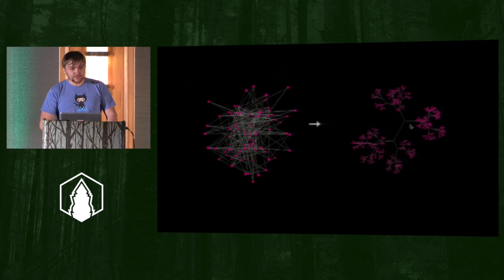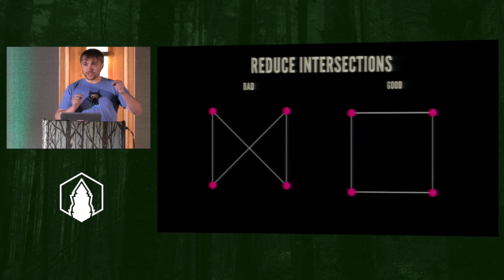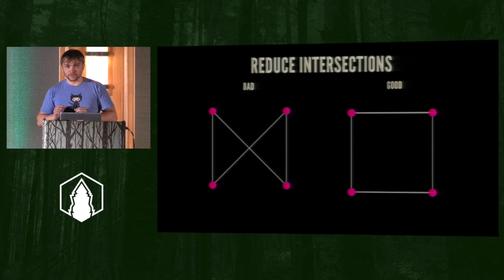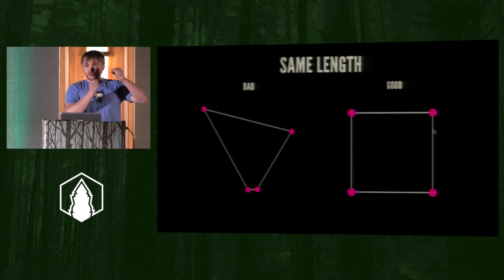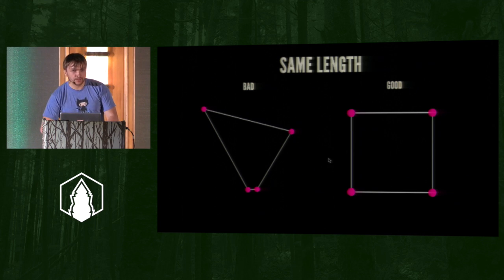Turns out there are several metrics which we can address. First, we want to reduce the amount of intersections. With the smaller amount of intersections we have, the less clutter there is going to be on the final layout. Then, if the connections between two nodes have the same strength, there is no reason why they should have different lengths. They should be the same.